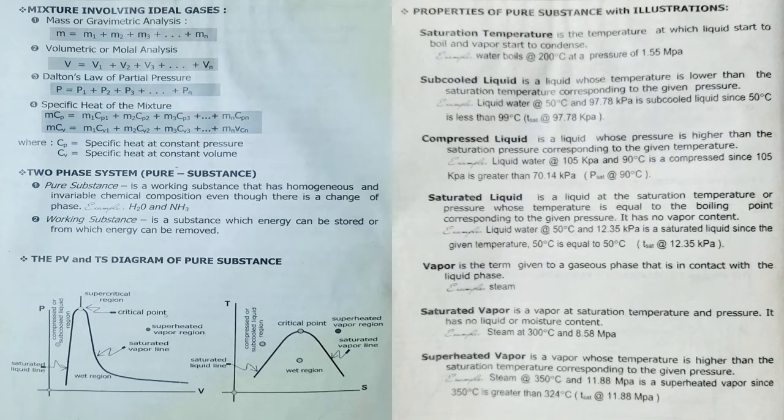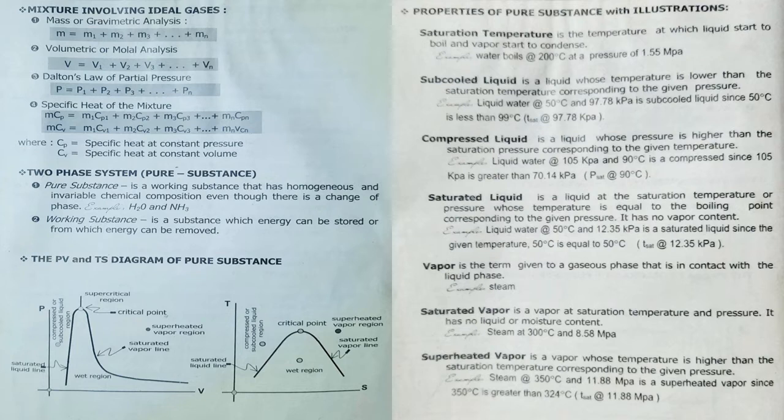On this topic, we have mixtures involving ideal gases. We have mass or gravimetric analysis: M is equal to M1 plus M2 plus M3 plus so on, until the mass ends. Volumetric or molar analysis, the same: V1 plus V2 plus V3, and so on. Dalton's law of partial pressure: P is equal to P1 plus P2 plus P3 plus so on.